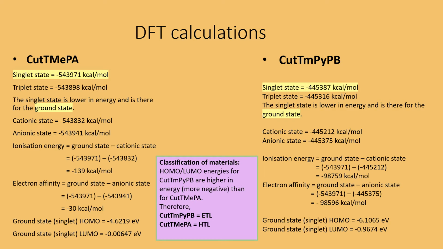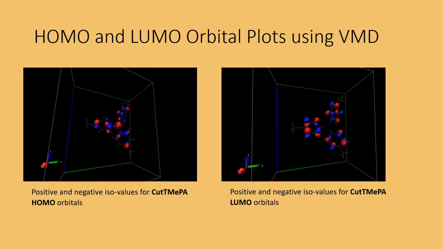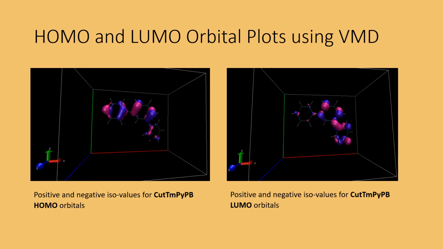For the classification of the materials, the HOMO-LUMO energies for PB are higher than for PA, so PB is suitable for ETL and PA is suitable for HDL. These are the VMD visualizations for the HOMO and LUMO orbitals of PA, and these are the visualizations of the orbitals using VMD for the HOMO and LUMO of PB. And they've got pretty colours.